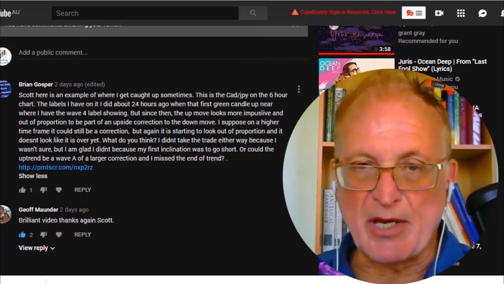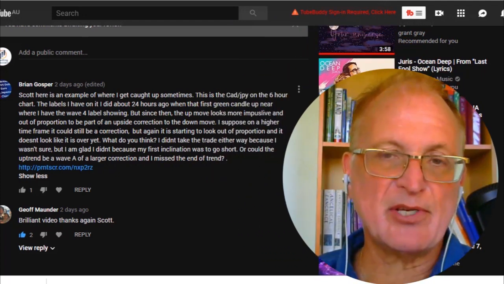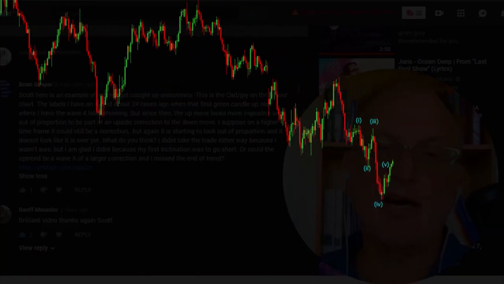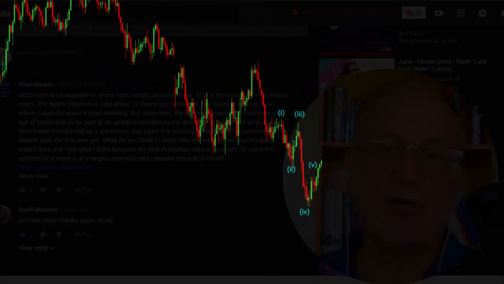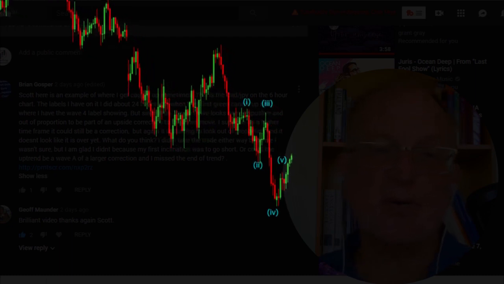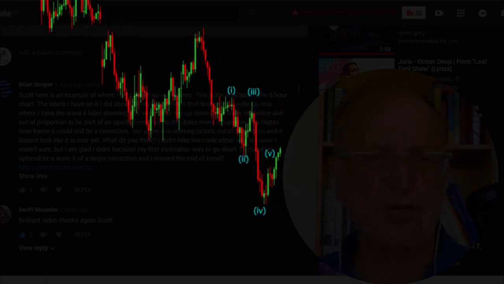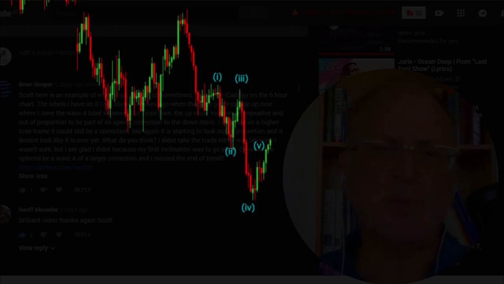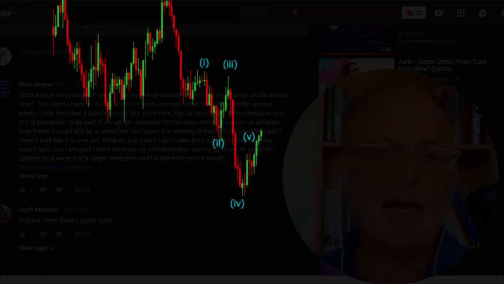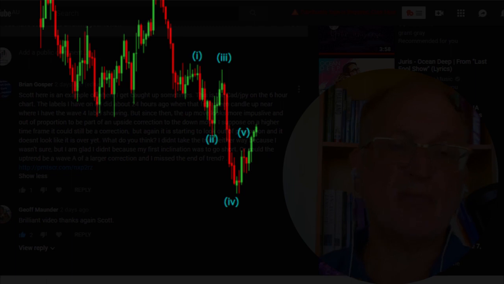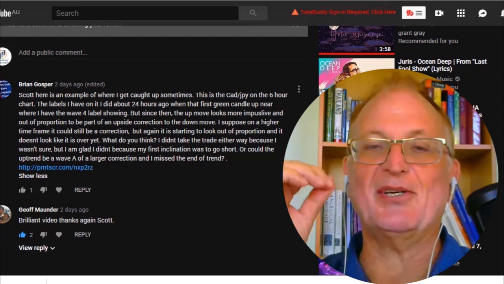So Brian is saying, here's an example of where I get caught up sometimes. This is the Canadian yen on the 6-hour chart. The labels I have on it, I did about 24 hours ago when the first green candle up appeared, where I have the wave 4 label showing. But since then, the up move looks more impulsive and out of proportion to be part of the upside correction to the down move. I understand what you mean by that, and the pictures have to correspond.